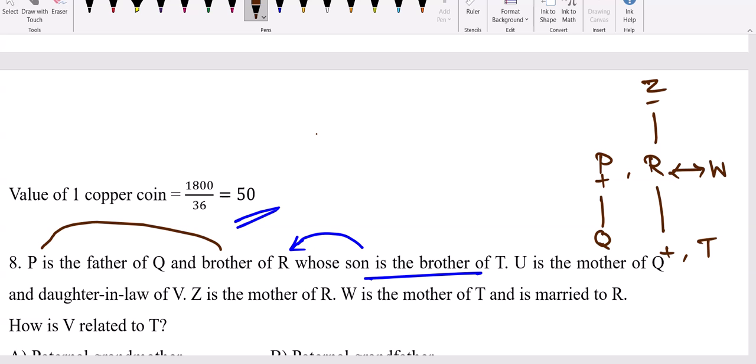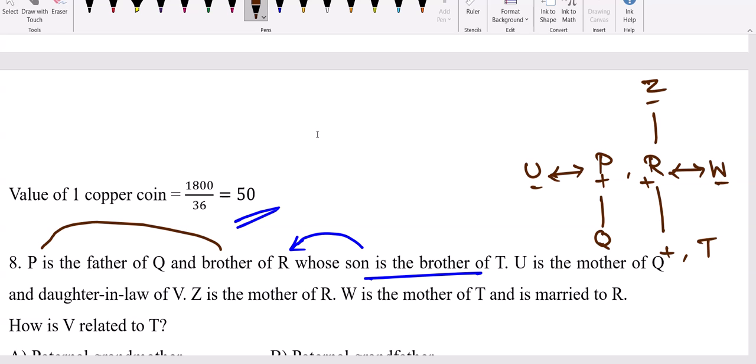That actually is sufficient. They mentioned W is married to R. That's obviously, T is child of R. Now W is mother of T means W and R are married couple. R is male, W female. Now how is V? Where is V so far? Yeah, V is there. There is one more statement I missed. U is the mother of Q. Means P and U are married couple.